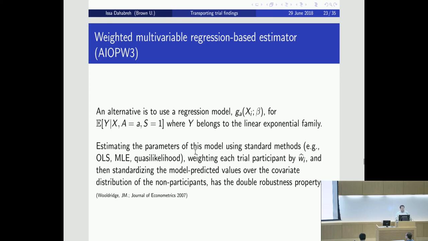As far as I can tell, this will only work if you are willing to assume that your outcome belongs in what is called the linear exponential family. This is not that bad because it will cover binary, continuous, count outcomes. As long as you're willing to assume the corresponding families, binomial, Poisson, normal, you only need to model the mean and the variance correctly. You get all the GLM properties, as long as you fit it the way your computer already fits it. So this is very convenient because you need minimal programming. You just put the composite data set together, run the regression in the trial with weights, then predict outside the trial and take the average.